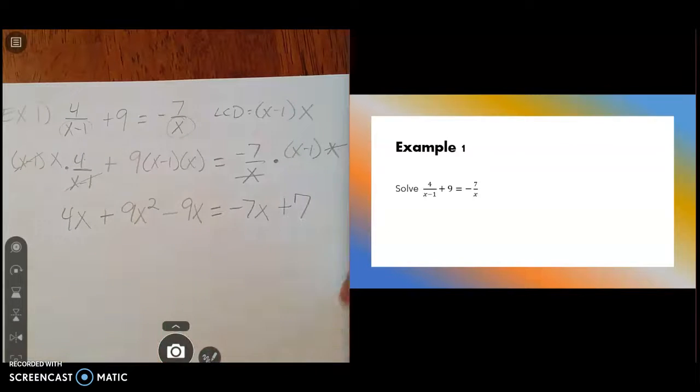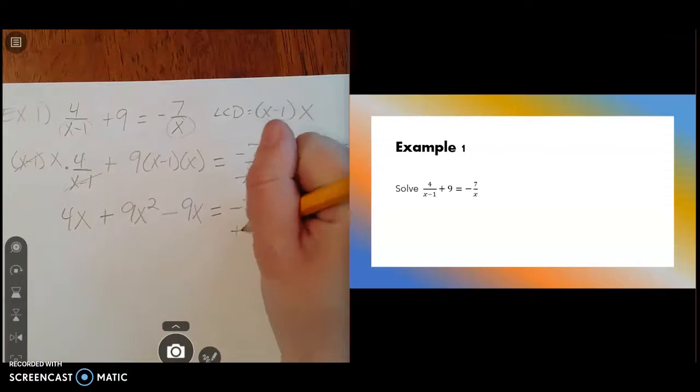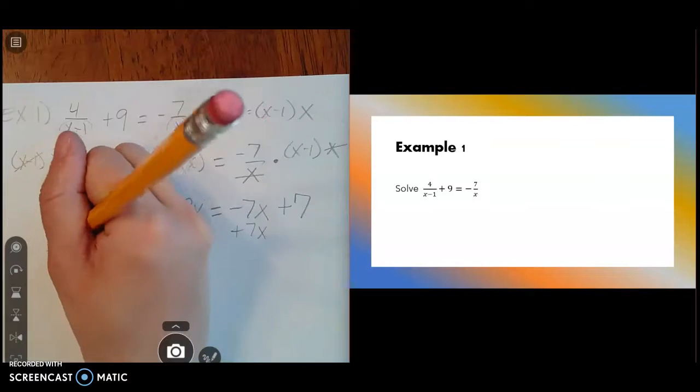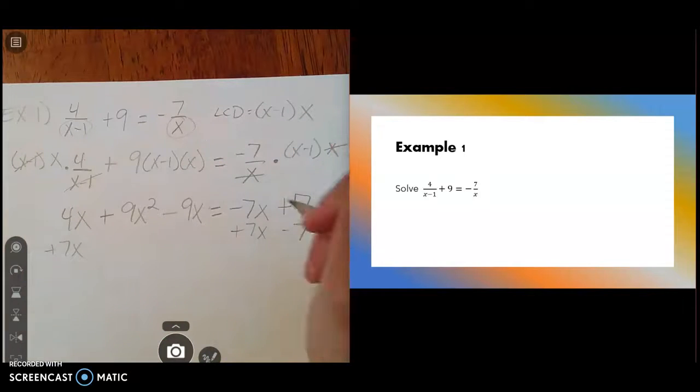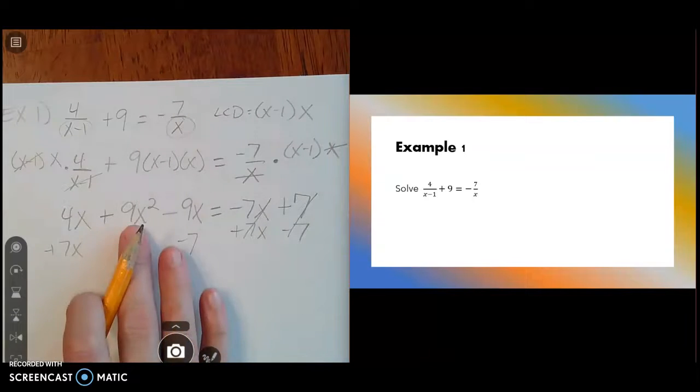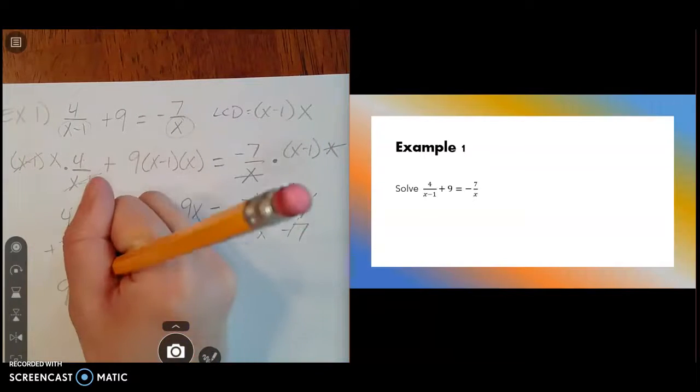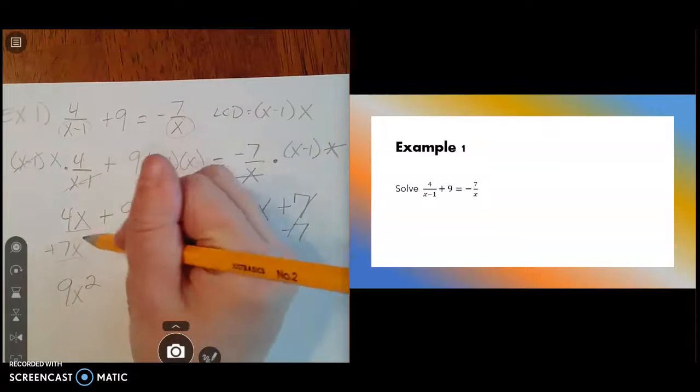So let's go ahead and get everything on the same side. I'm going to go ahead and add 7x to both sides and subtract 7 from both sides. And let's put these in order. I'll have the 9x squared first, since it has the highest exponent. All my x's.